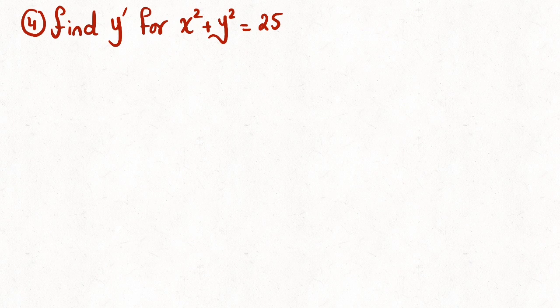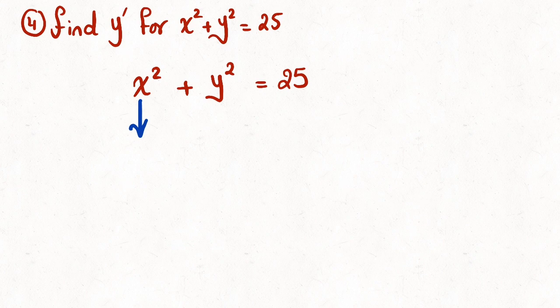Another example, find y prime in case x squared plus y squared equals 25. First of all, we'll start making differentiation with reference to x. Thus, we start with x squared, the derivative will be 2x. Now, we will move to y squared. We will apply the power rule. Thus, the derivative will be 2y, but because we're dealing with y, we also have to multiply by y prime, indicating dy by dx. And then we will say the derivative of 25 is just a number, the derivative will be 0.